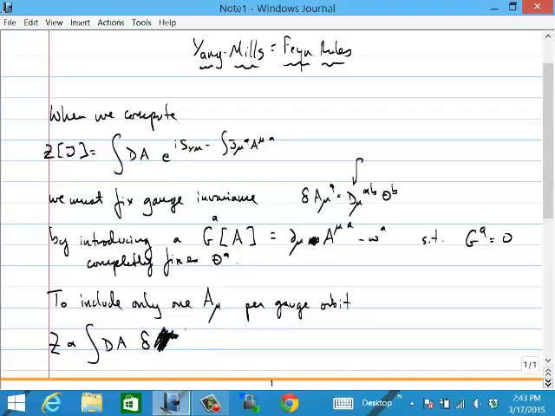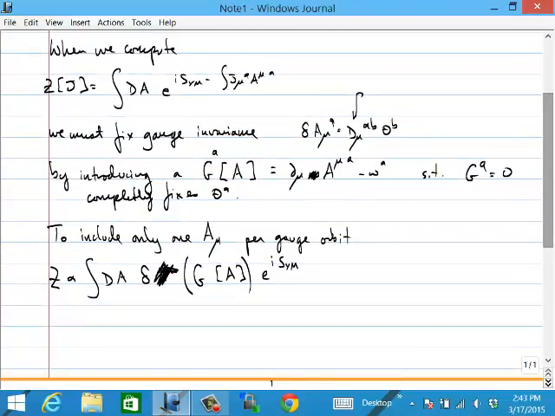Okay. You get a delta function that enforces this gauge fixing constraint. But we have to worry about the determinant, the Jacobian determinant that arises when we introduce this gauge fixing. And in order to compute that Jacobian determinant, we introduced some auxiliary fields called ghosts.